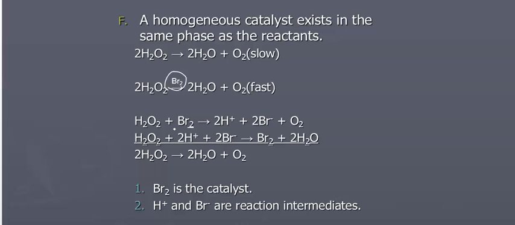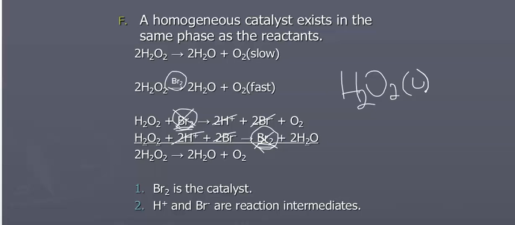So you'll see Br2 enters the reaction, but it's formed later. So Br2 essentially cancels out, and since it was used to start the reaction, it's a catalyst. You'll also notice in this mechanism that the Br minus cancels out and H plus cancels out. Those are known as reaction intermediates. But Br2 is a homogeneous catalyst in this case because H2O2 is a liquid and Br2 is also a liquid, so they're in the same phase. So you can have homogeneous catalysts. You can also have heterogeneous catalysts.